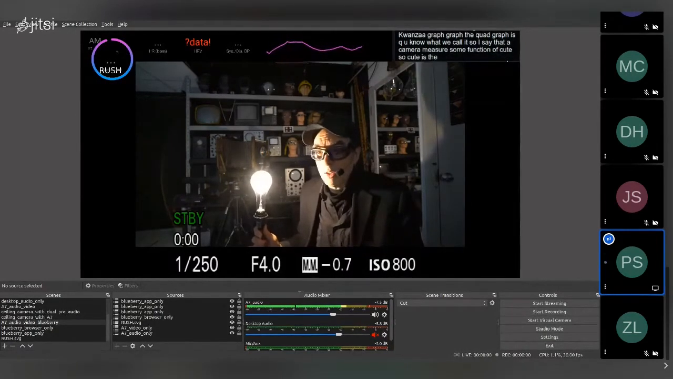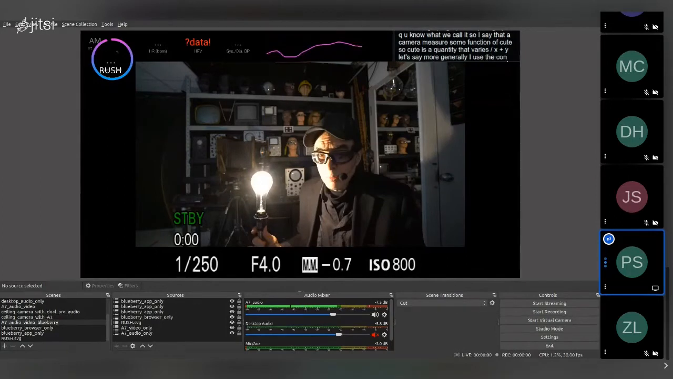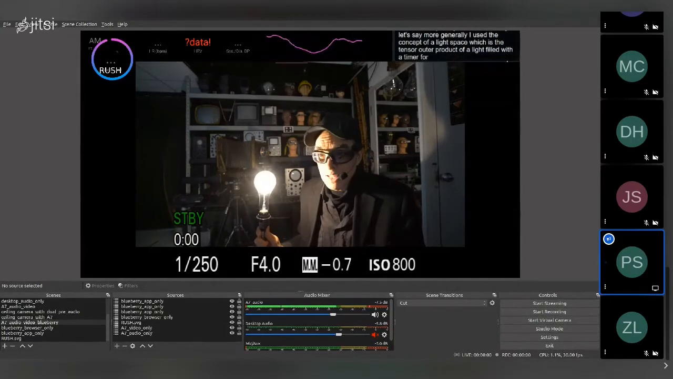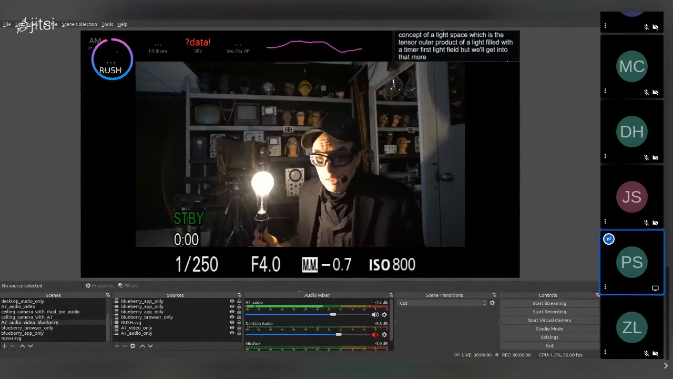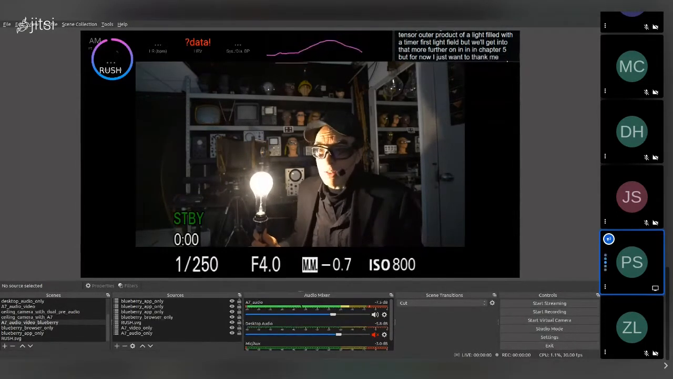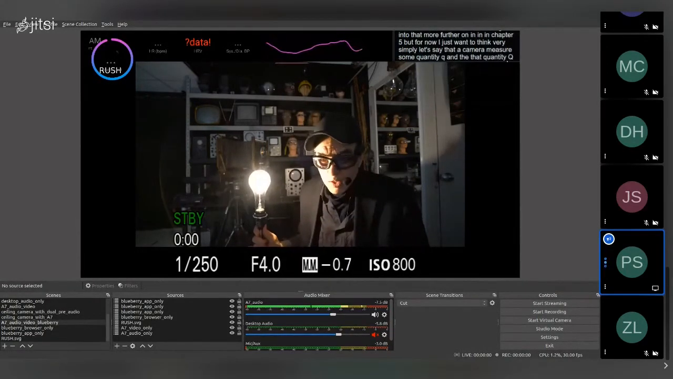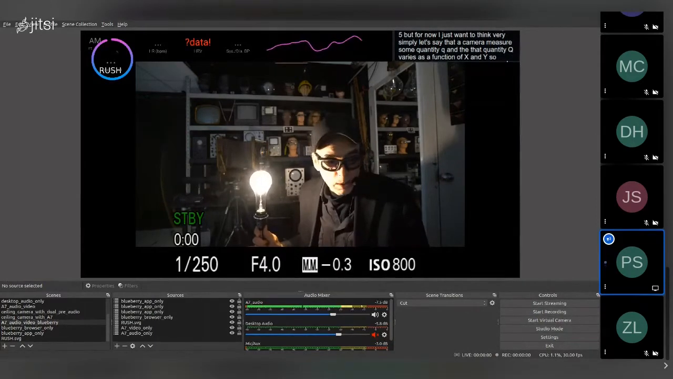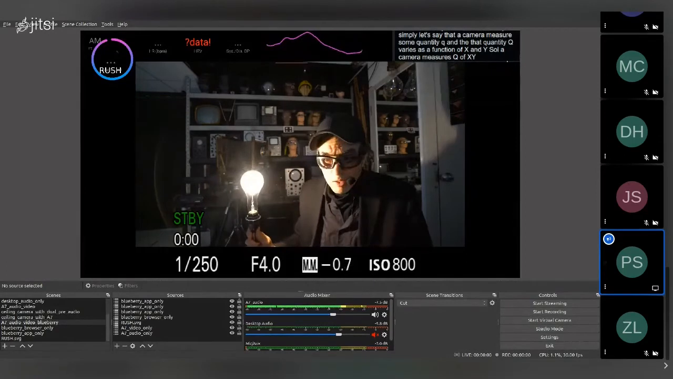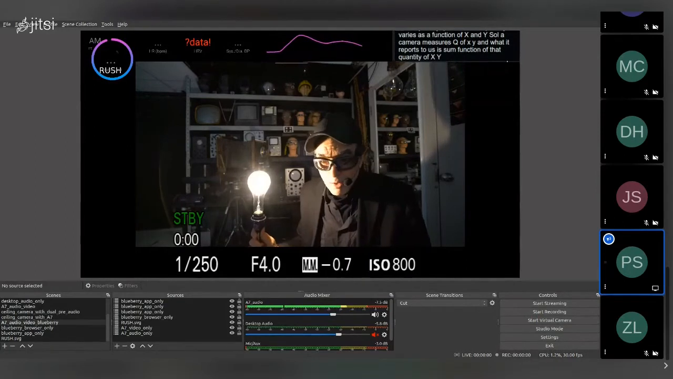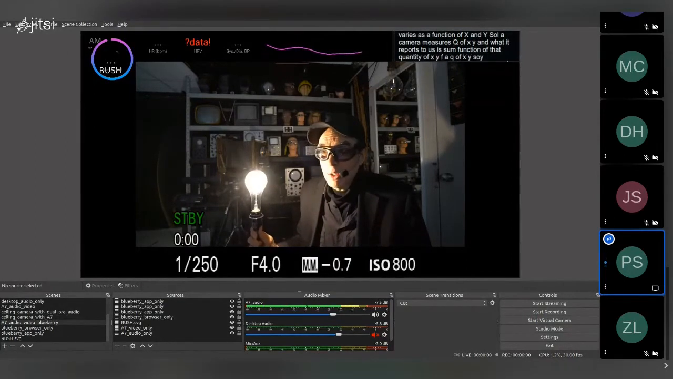So Q is a quantity that varies over X and Y, let's say. More generally, I use the concept of a light space, which is the tensor outer product of a light field with a time reversed light field. But we'll get into that more further on in chapter 5. But for now, I just want to think very simply. Let's say that a camera measures some quantity Q, and that quantity Q varies as a function of X and Y. So a camera measures Q of XY, and what it reports to us is some function of that quantity, F of Q of XY. So what we have is this kind of composite function.